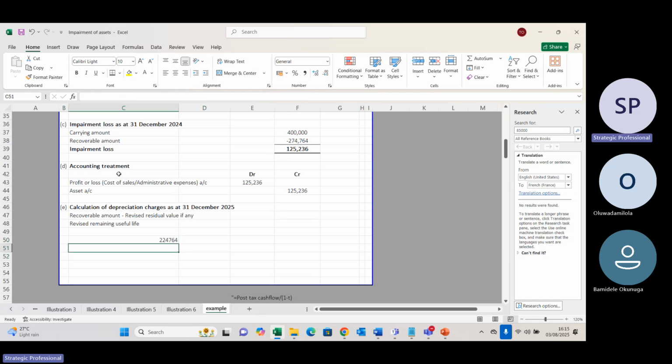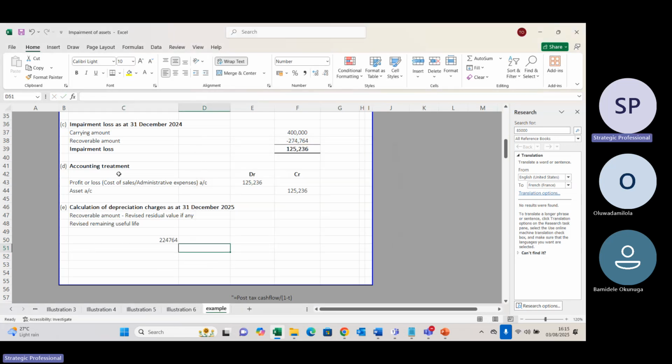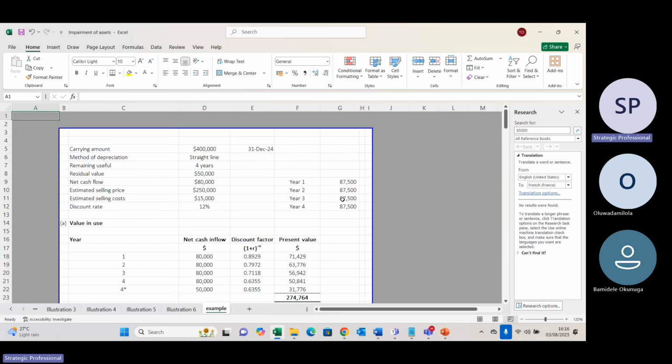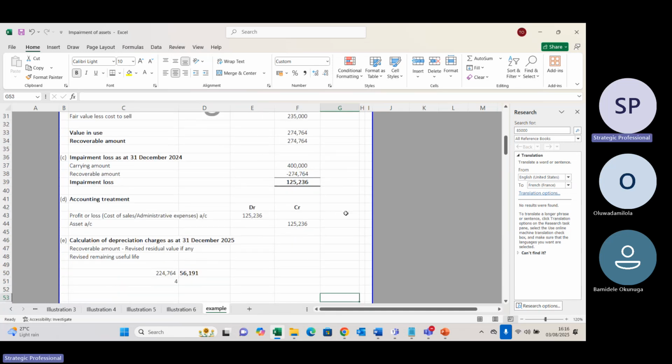Then the revised remaining useful life. There's no revised remaining useful life. The remaining useful life we have in this question is 4 years. So my depreciation will be this divided by this. This is my depreciation. Now you can see that my depreciation has reduced from 87,500 to 56,191.